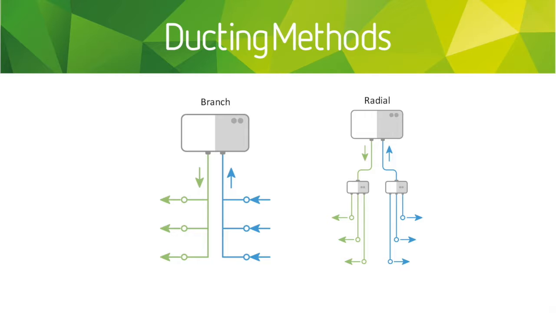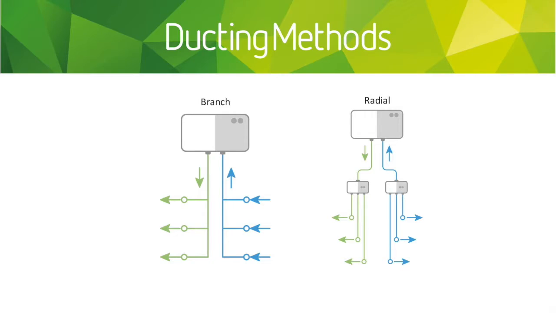So what are the ducting methods? There are two main ducting methods. There's the branch, and then there's the radial. The branch method is pretty much what has been used for years, and it's used pretty much on all commercial installations. The radial is starting to become more and more popular, particularly for self builds, because people consider it easier to install, quicker to install, and easier to balance.